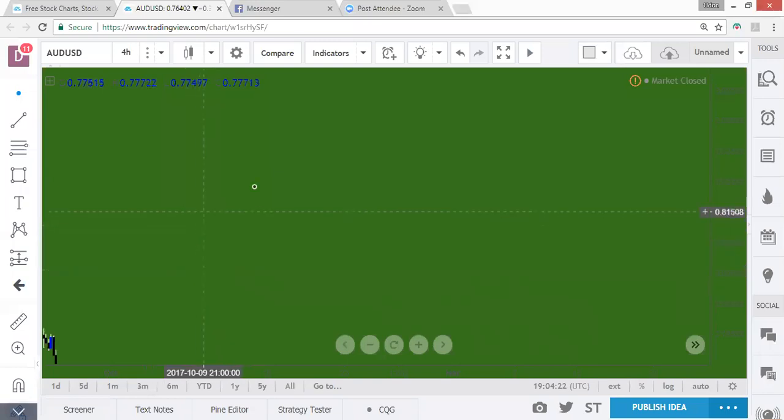Today's session, we're just gonna do a quick overview of really my three favorite patterns: the Cypher, the Gartley and the Bat. So without any further ado, we're gonna get right into it. We're gonna start off with the Cypher pattern.